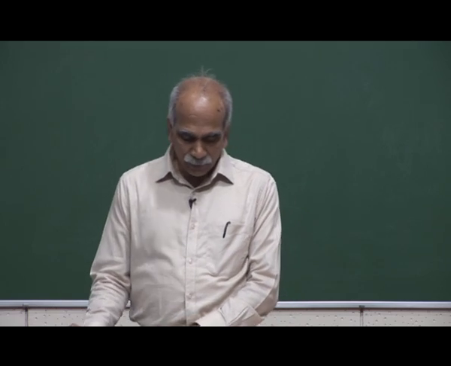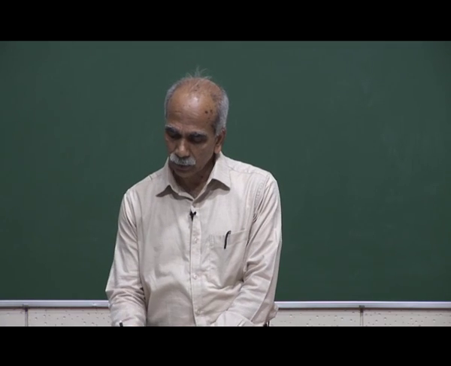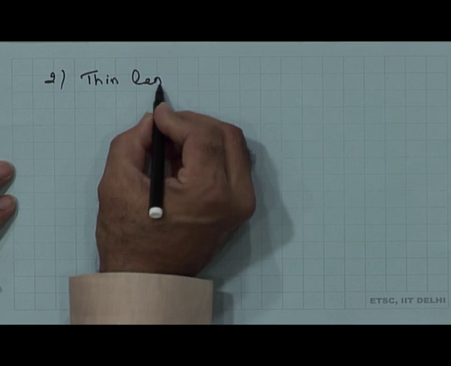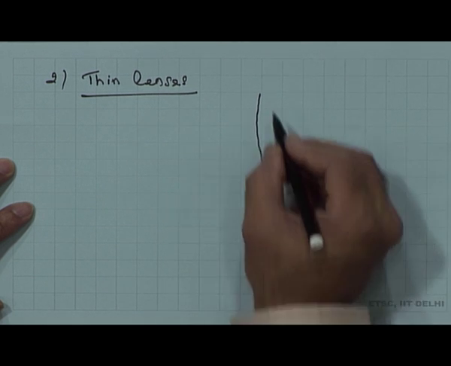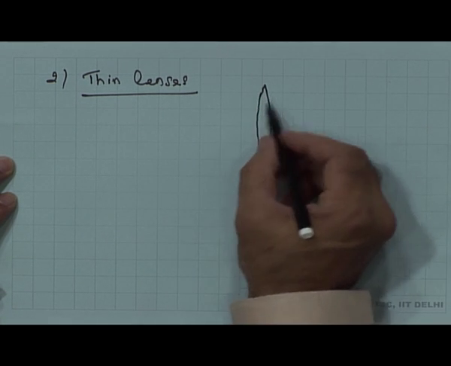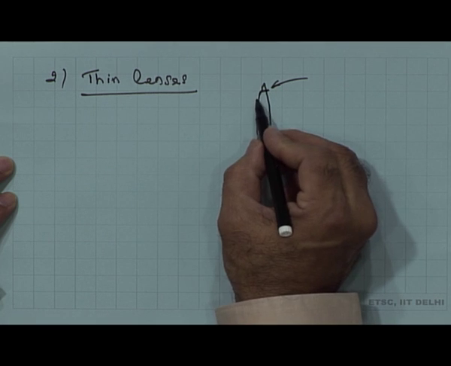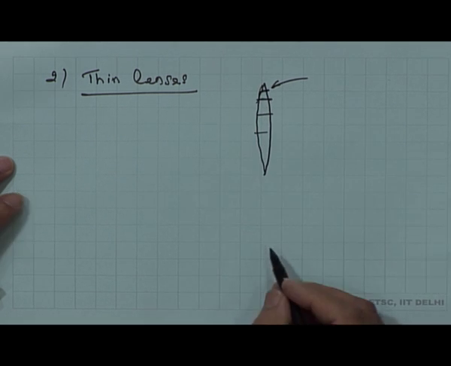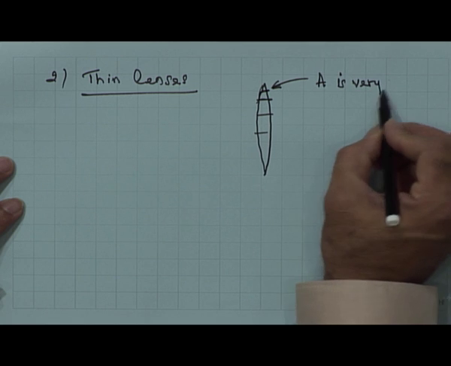Now, second, in the case of thin lenses. Thin lenses, observe that I have deliberately shown it very thin now. The angle here is very small. If I break this into segments, then the top segment looks like a prism, but A is very small.